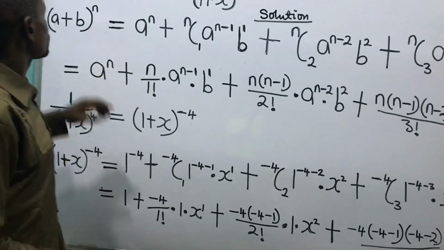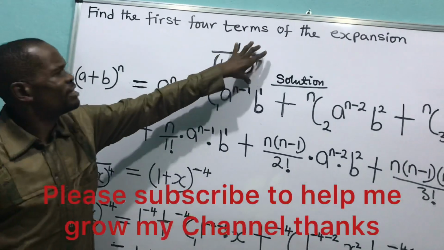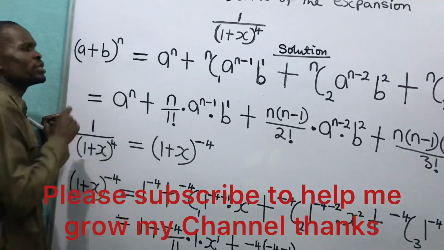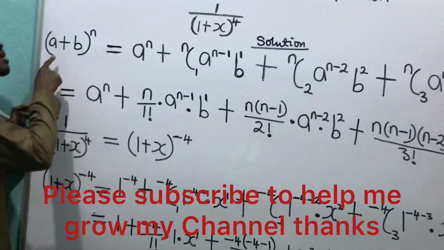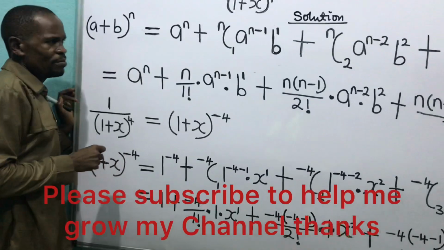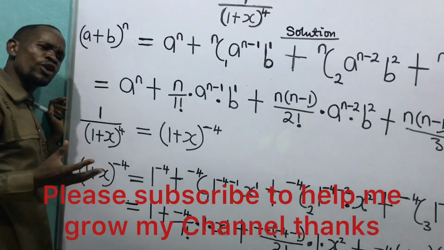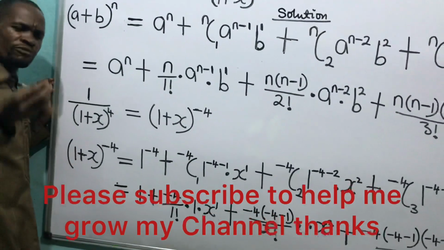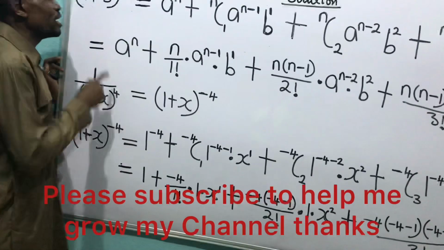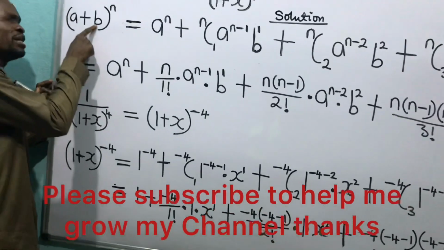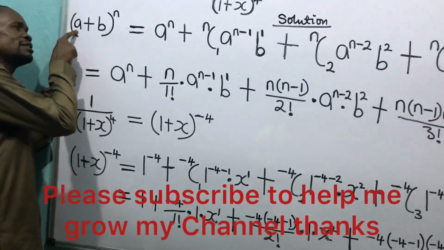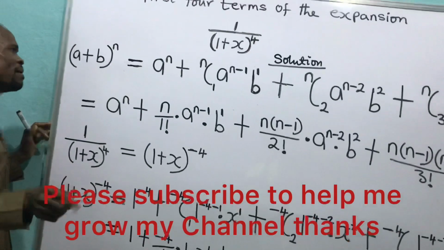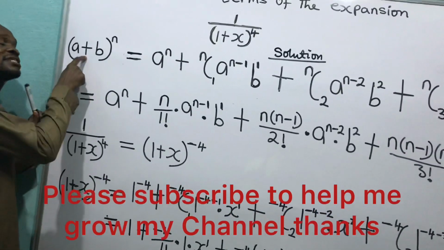Let's go to the question. The question is all about getting the fourth term of the expansion of this. Solution: recalling the binomial expansion formula. Binomial means two terms, and it's all about A plus B. That is two terms, added together by plus, all raised to power n.